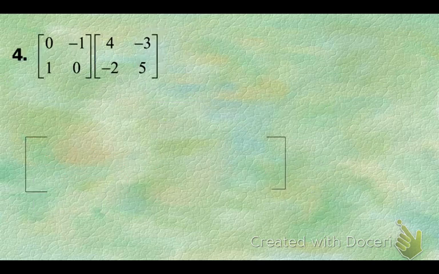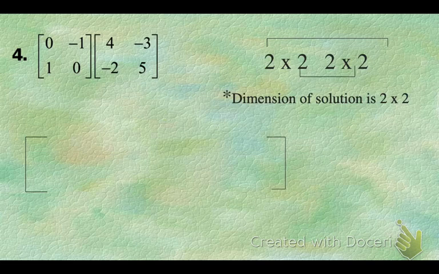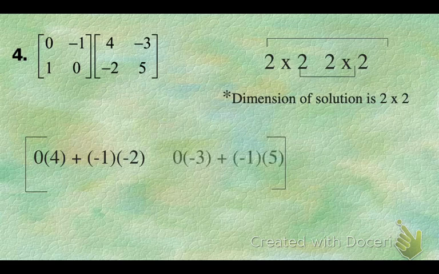So for number 4, we have a 2 by 2 being multiplied by a 2 by 2, which means they can be multiplied together, and the result is going to be a 2 by 2 matrix. So for the first row multiplied by the first column, I would multiply 0 times 4 and negative 1 times 2. For the second column in the first row, we would multiply 0 times negative 3 and negative 1 times 5.